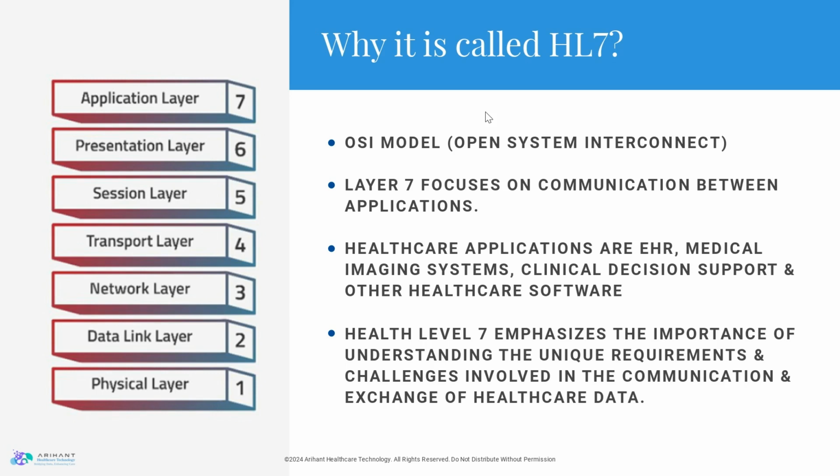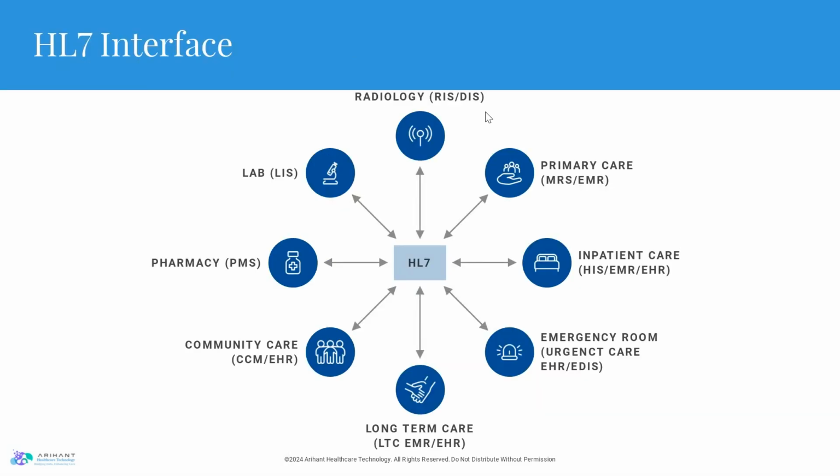And it provides a protocol that allows software to send and receive information and present it in a meaningful way. And that's the reason HL7, Health Level 7, uses the application layer. So Health Level 7 applications are electronic health records, medical imaging systems, clinical decision support, and other healthcare software. Health Level 7 emphasizes understanding the unique requirements and challenges involved in the communication and exchange of health information. And that's where HL7 plays the role in the center. It helps to exchange the data in a standard format which will be compatible with other systems.